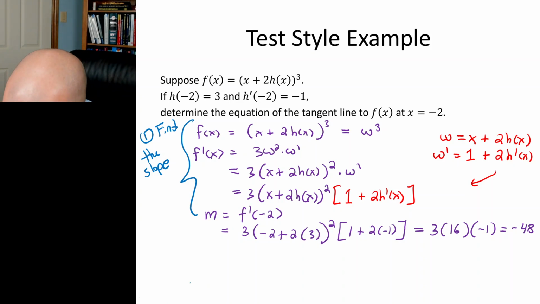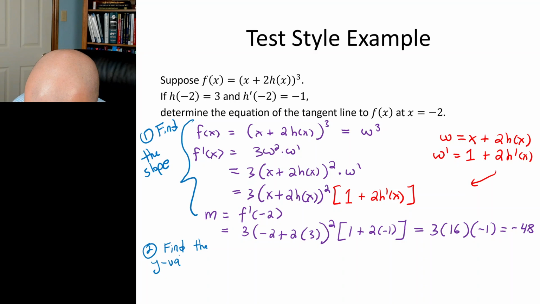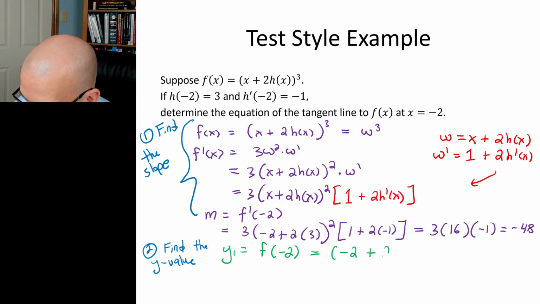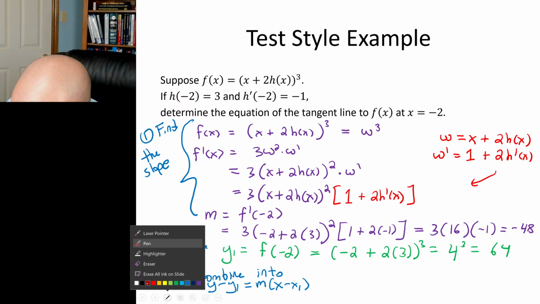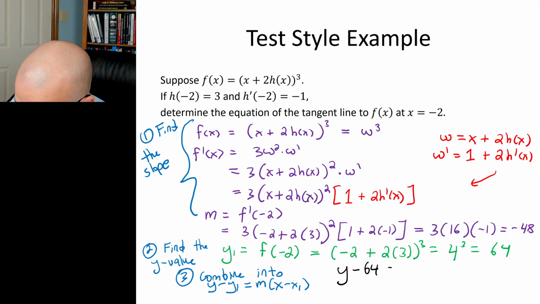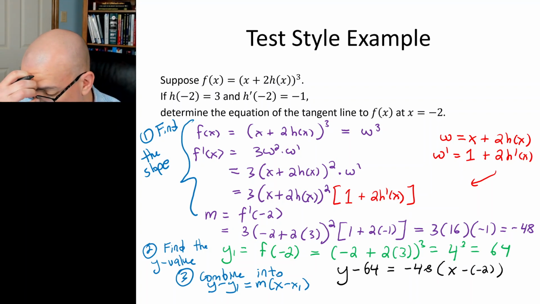Now we need the y value because it's asking us for the equation of the tangent line. So that'll be f evaluated at -2. So that'll be -2 plus 2 times h of -2, which is 3, all to the power 3. So that'll be 4 to the power of 3, which is 64. And then step 3, combine them. y minus y1 is equal to m times x minus x1. So we'll have y minus the y coordinate, y minus 64, is equal to m, -48, times x minus the x coordinate. Subtract -2. And then we can simplify.